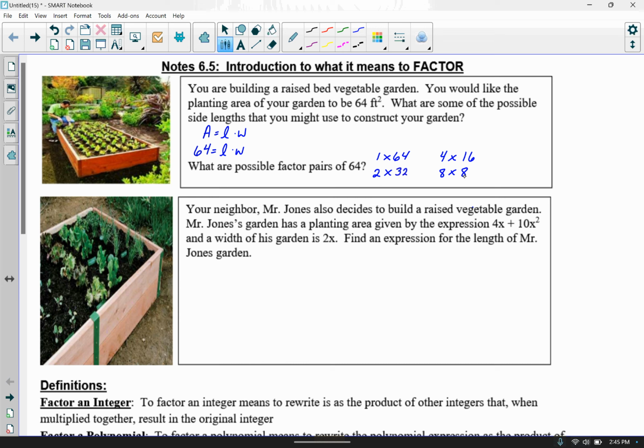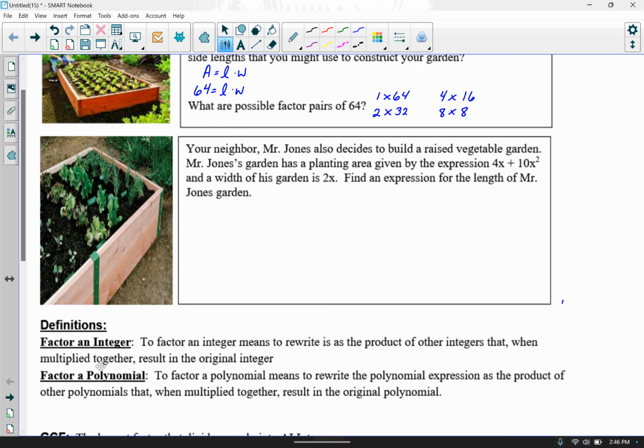9, 10, 11, 12. None of these are going into 64 evenly. 13, 14, 15, 16. Once you repeat yourself, oh, I repeated myself at 16, then I know I can stop. Those are all of the possible factors of 64. So these are the ways to multiply to give us 64, okay? So that's what it means to factor an integer. You want to think about all of the ways that when you multiply two numbers together, you get that original integer, okay? So that's what it means to factor an integer versus factoring a polynomial, all right?